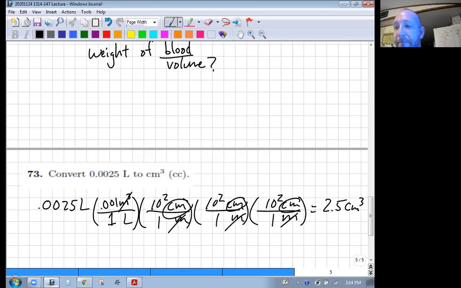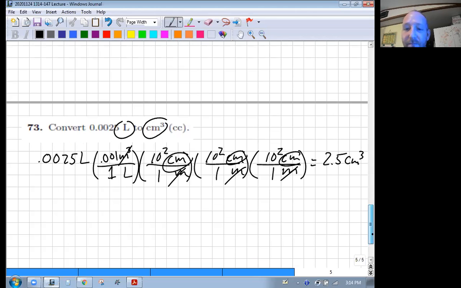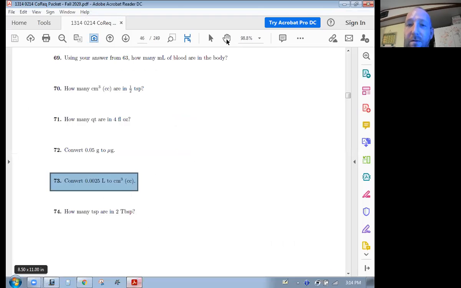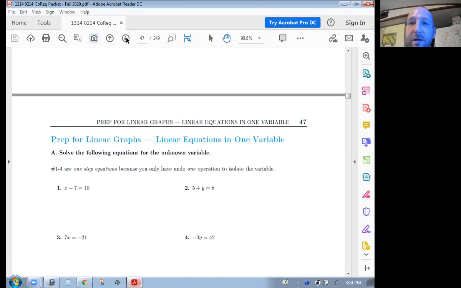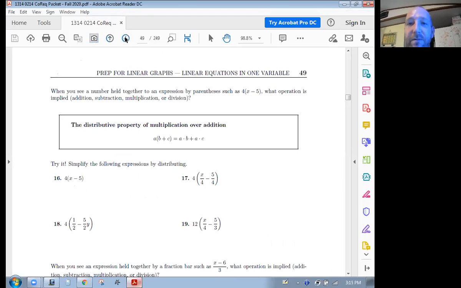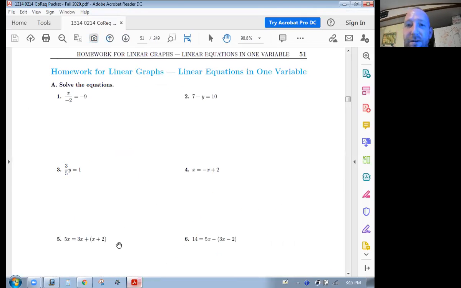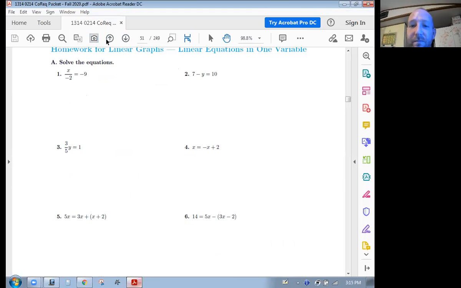Any questions about that? Liquid volume to spatial volume. All right, unless y'all want more on unit conversion, move on. Linear graphs. I think y'all can solve these equations here, right? Do I need to go over these basic solve for x equations? I'll do one.